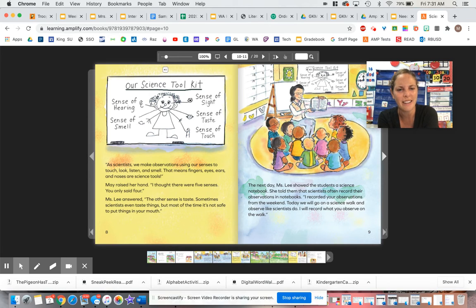May raised her hand. I thought there were 5 senses. You only said 4. Miss Lee answered, the other sense is taste. Sometimes scientists even taste things, but most of the time it's not safe to put things in your mouth.